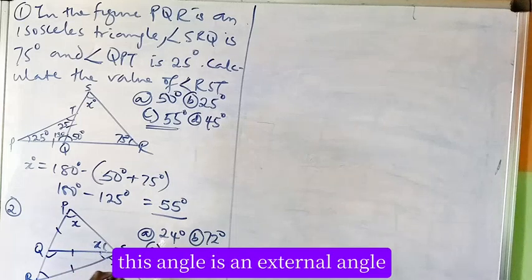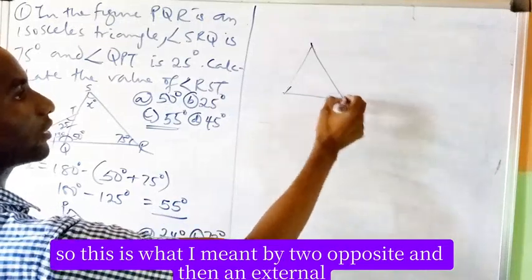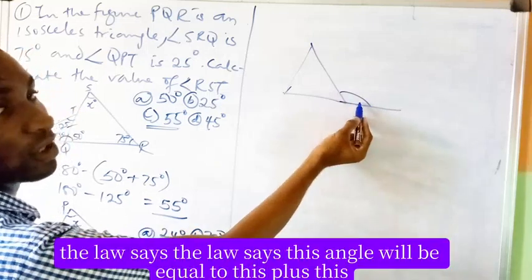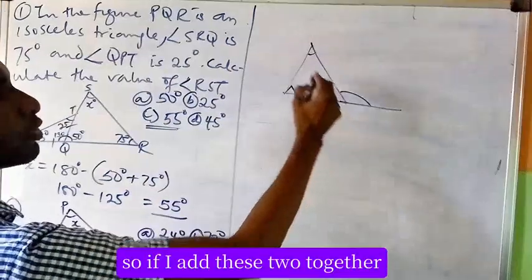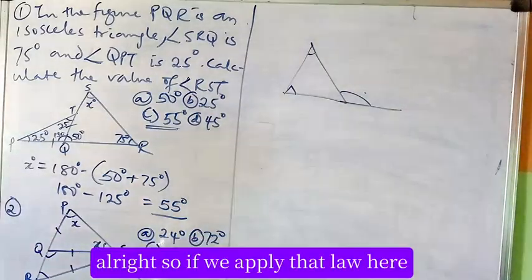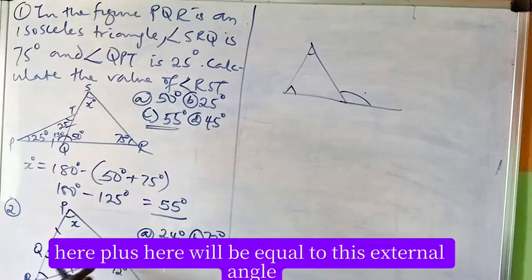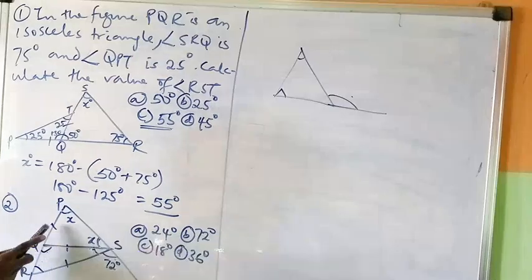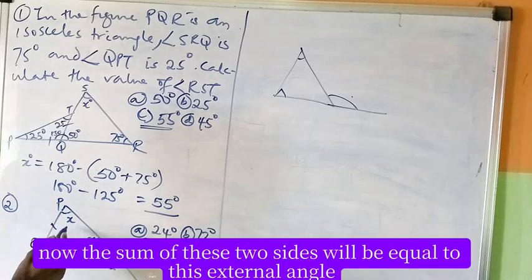So if we get here now, we'll be able to get this point. This angle is an external angle. So this is what I meant by two opposite and then an external. The law says this angle will be equal to this plus this. So if I add these two together, whatever it is will be equal to this external angle. If we apply that law here, here plus here will be equal to this external angle. These two sides are equal, so if here is x and here are equal, that means they are x, x.